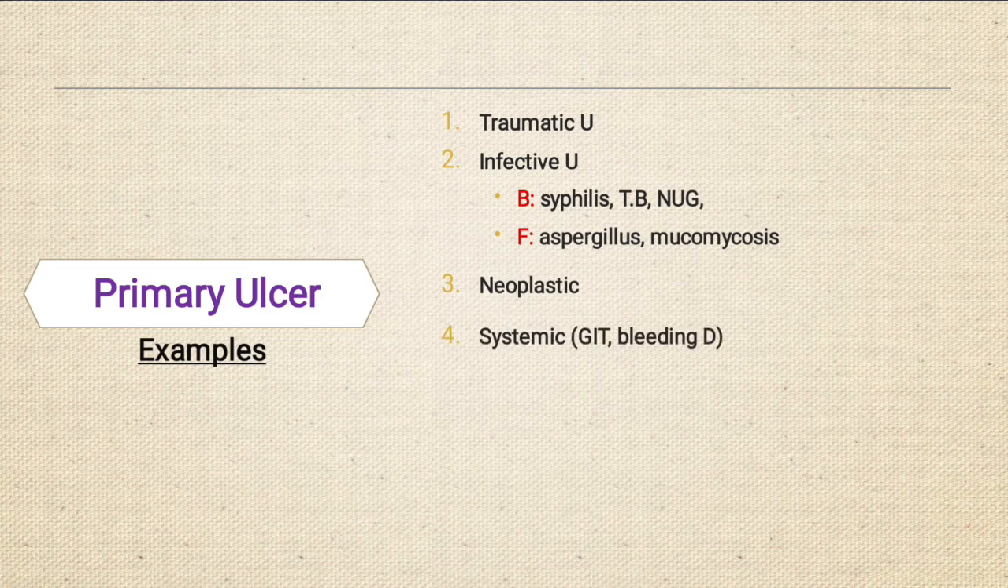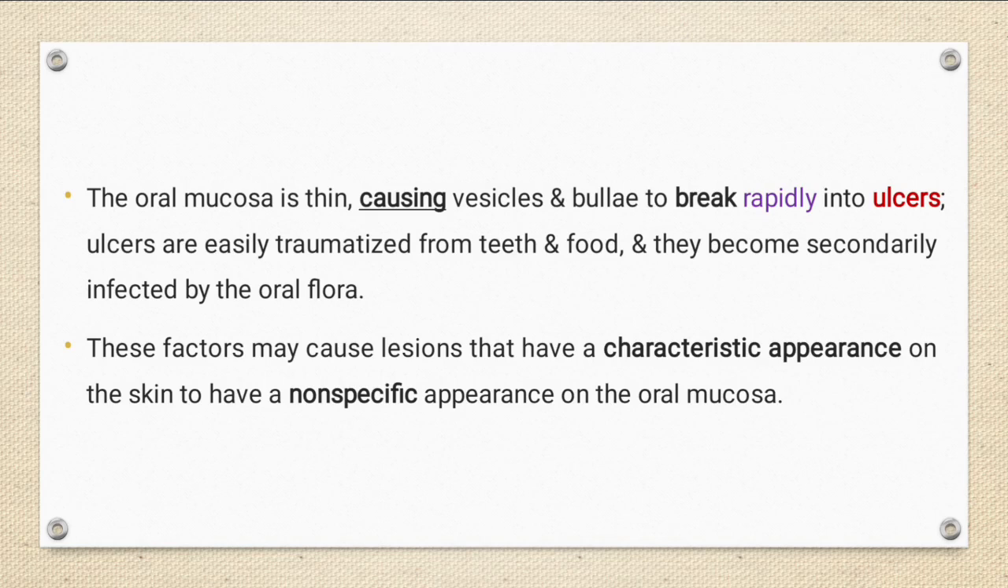Neoplastic squamous cell carcinoma also starts as an ulcer. Systemic, those ulcers regarding systemic disease such as GIT and bleeding disorders, ophthalmostomatitis, Behçet syndrome, and Reiter syndrome.